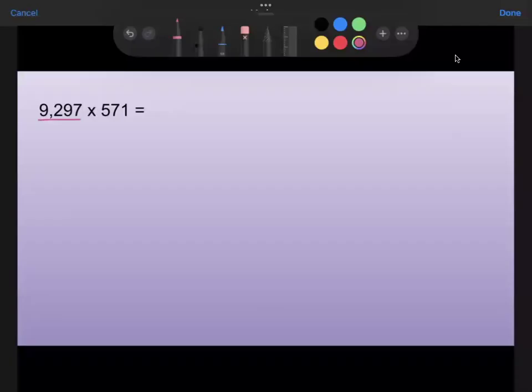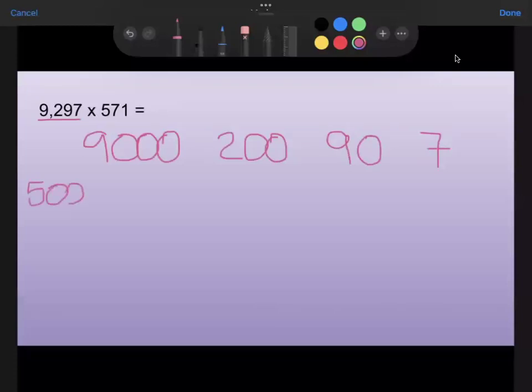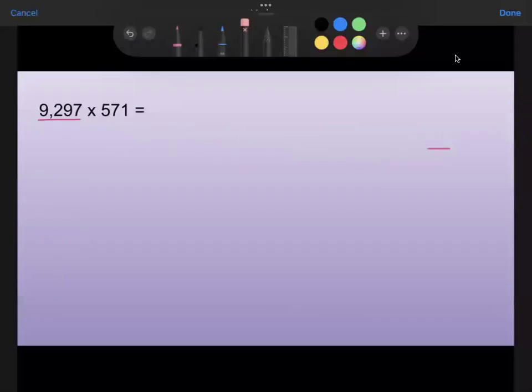9,297 into 9,297. And then you would split up the second one into 571. Okay, and as you can see, if you were using partial product with this, you'd have a lot of different partial products to be keeping track of. Okay, so your box is going to end up having about 12 squares in it. So I'm going to go ahead and use standard algorithm.